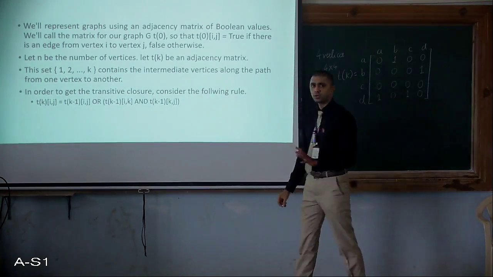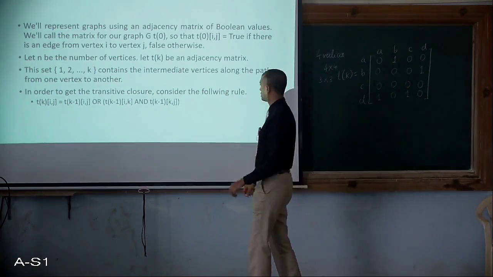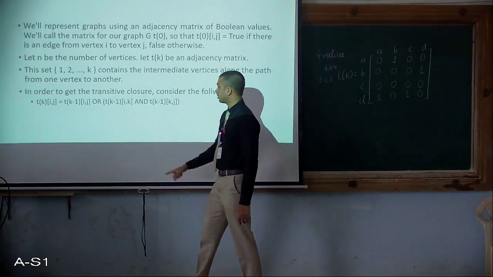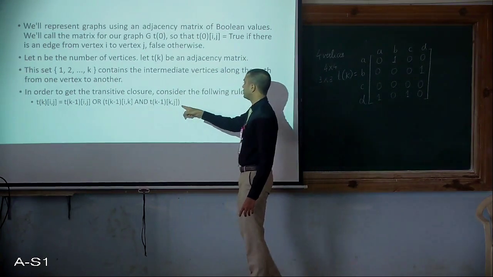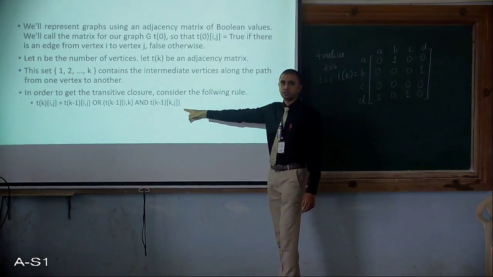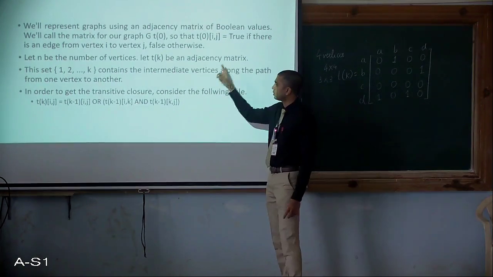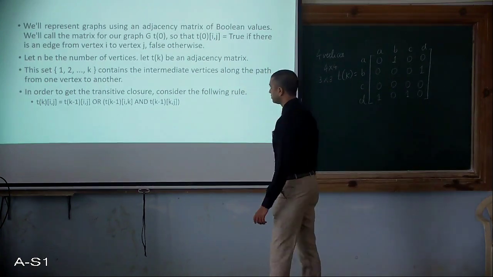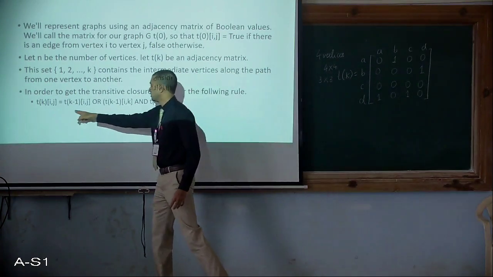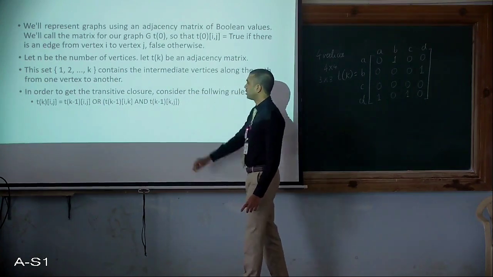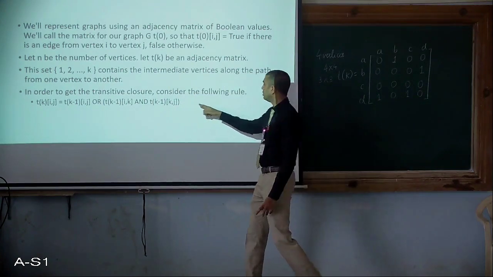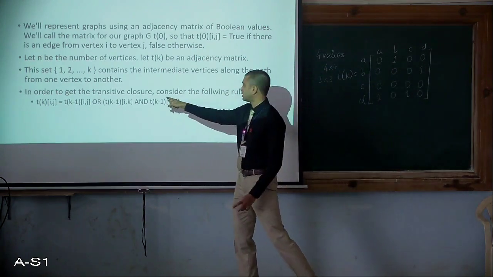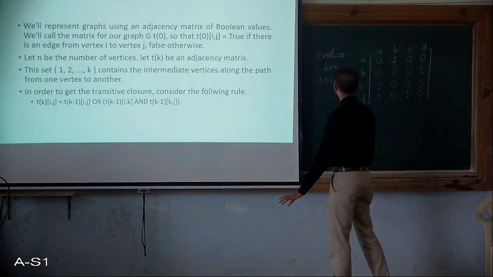Now in order to get the transitive closure for a particular directed graph using Warshall's algorithm, this is the formula, or the rule, that we need to use to get the transitive closure property of a directed graph. You all can make a note of this particular rule. We will be applying the same rule to that directed graph which we have seen, and we'll try to get the transitive closure property.